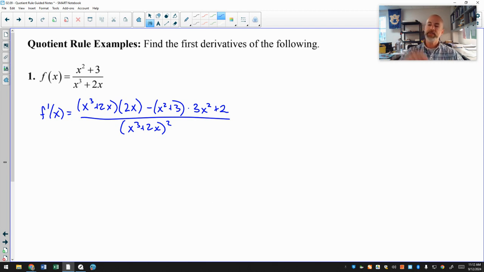And I'm going to clean this up in just a second. I'm going to pause the video and clean it up and talk about how you would simplify this if you need to. However, before I clean this up, I very intentionally made a very common mistake that many students make as they are doing the quotient rule, and it is right here in the second term. When I did high d low, 3x squared plus 2 is the derivative of that denominator.